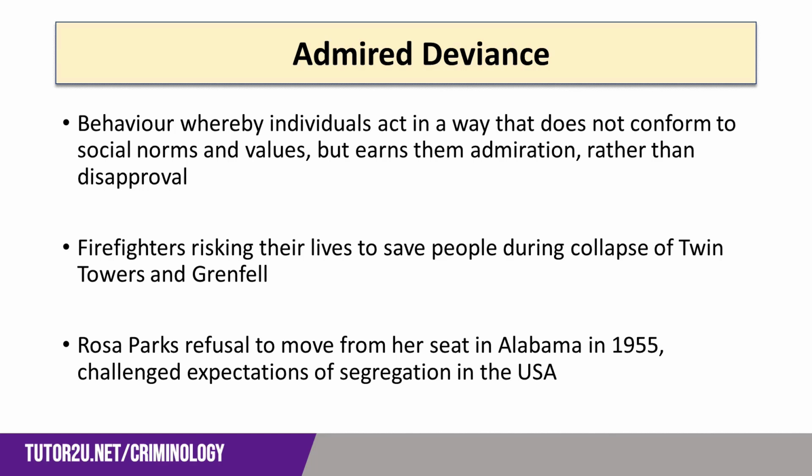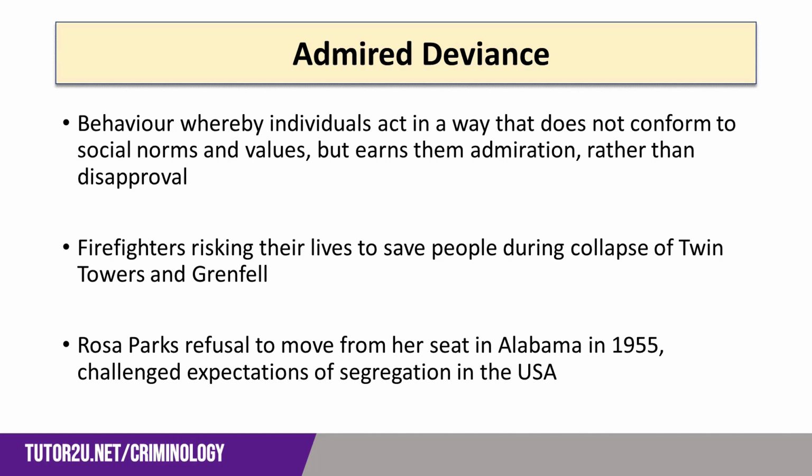Admired deviance is a behaviour that goes against the norms and values of society, but the actions of the person who is deviant are seen as heroic or admirable. This is where people act in ways that others may not be able to, but are admired for their actions, rather than facing social disapproval. There are many examples of this type of behaviour.